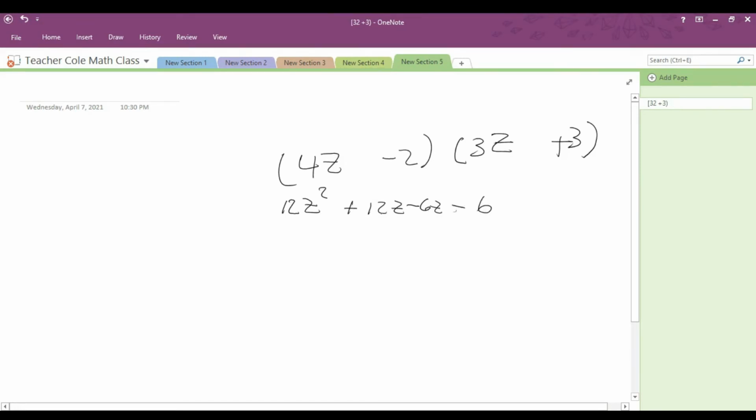Alright, so we'll still have to group the like terms, right? And we're considering the powers. Even though this is z, we're seeing that it is equal to 12z squared, and a positive 12z minus a 6z will give us a positive 6z minus 6. That should be our final answer.